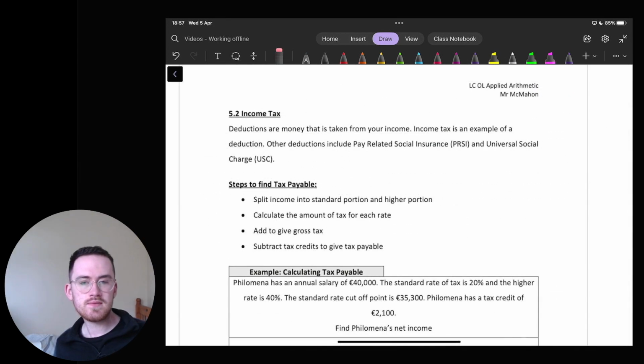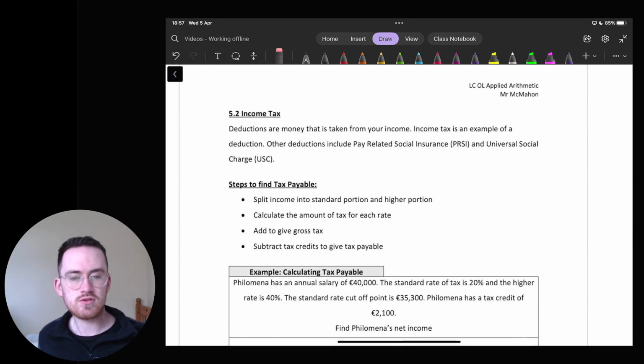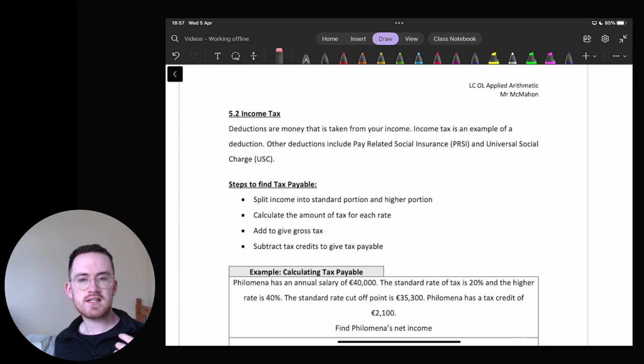So income tax is a deduction that's taken from your income. It is then given to the government, and it's charged at different rates. So there's usually a standard rate and a higher rate depending on how much you're earning. So up to a certain point would be at the standard rate, and then anything above that would be at the higher rate. Now there's other deductions like PRSI, USC, and those are taken from your income as well. You can have health insurance, and you can have different things like that that are also deducted. And once all those deductions are taken away from your income, then you get what you call your net income.